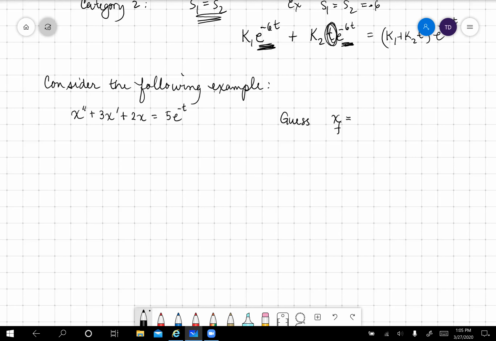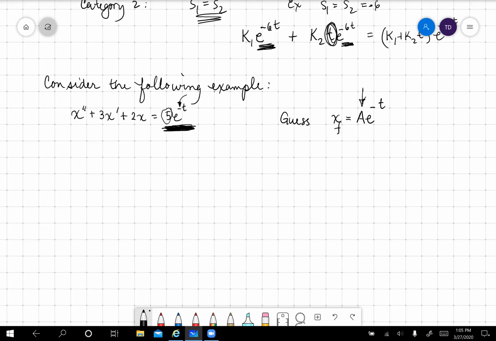A e to the at. A e to the what t? At. Okay, but what's the value of a? I'm going to point to it right there. See it? 0 or... nope, -1. I'm sorry, -1. So it looks exactly like this. Just remember that. It looks exactly like this, except we ignore the constant and we put our own constant in and we call it A.